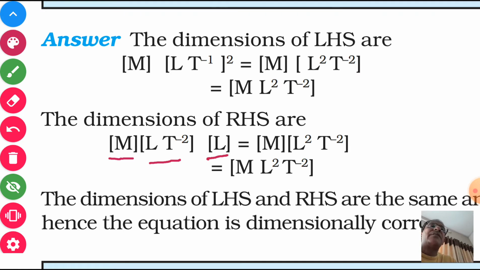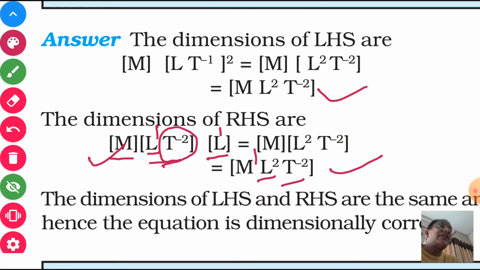Simplify this. It is M¹, L¹ here and L¹ here, so total L², and T⁻². So M¹L²T⁻². You can see the dimensions on both sides, LHS and RHS, are the same. Therefore this given equation, 1/2 mv² = mgh, is a dimensionally valid equation.